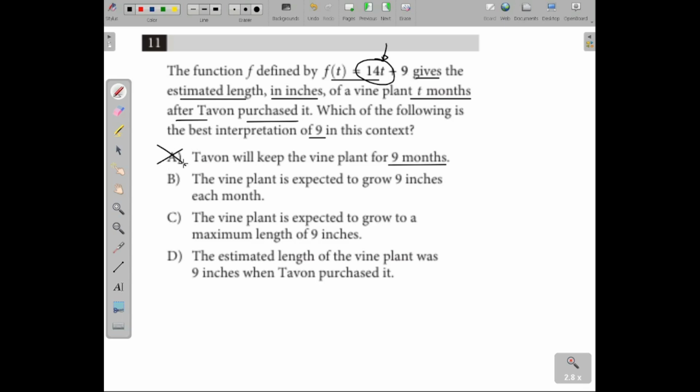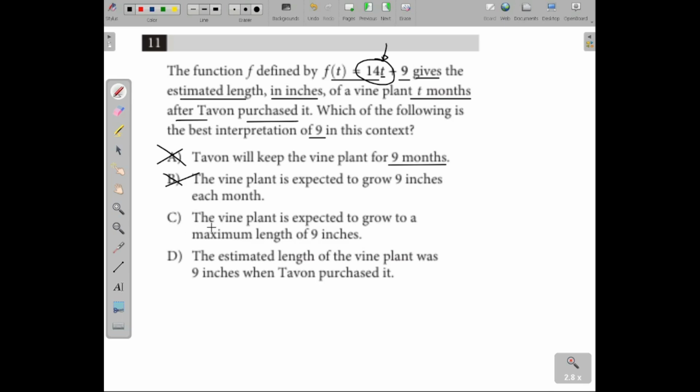What about B? The vine plant is expected to grow 9 inches each month? No, because we're talking about 9. And if that were the case, it should be 14 inches each month, because t represents the months. So it cannot be B.